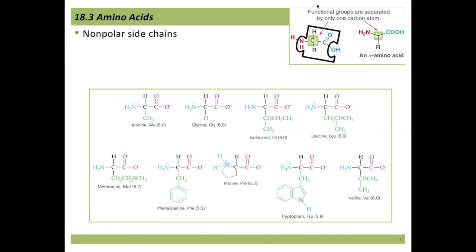We see an interesting one. This is proline. It is unique in that the side chain actually back bonds to the nitrogen and forms a ring. It's the only amino acid to do so. The rest of them just have their side chain dangling off the alpha carbon. Proline actually forms this 5-membered ring by having the side chain back bond into the amino group.